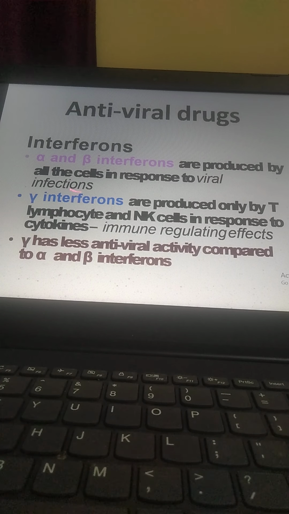Alpha and beta interferons are produced by all the cells in response to viral infection, and gamma interferons are produced only by lymphocytes and NK, natural killer cells, in response to cytokines. So you have to remember, they have immune regulating effects. Gamma has less antiviral activity as compared to alpha and beta interferons.